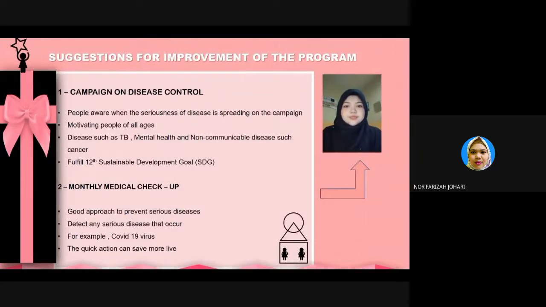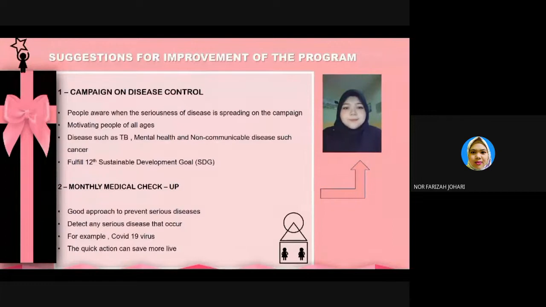Next, let's move on to the suggestions for improvement for the program. The first suggestion that I will give here is a campaign on disease control. The worldwide organization WHO should launch this kind of campaign. Why? As we know, the public are more aware when the seriousness of the disease is spreading, especially through a worldwide campaign. So mostly people are asking why a campaign.